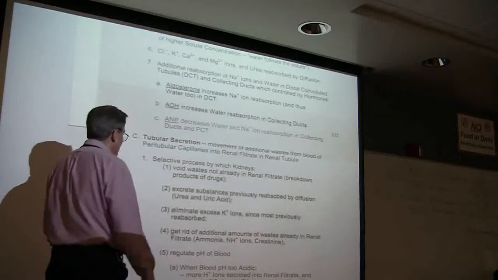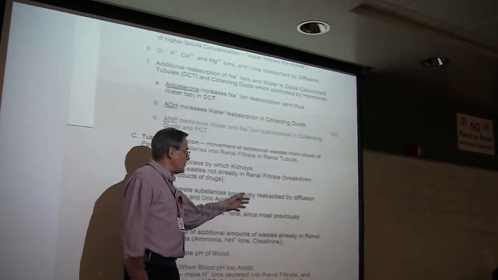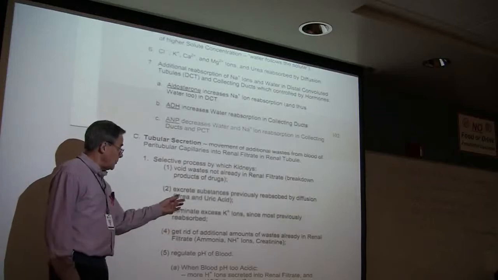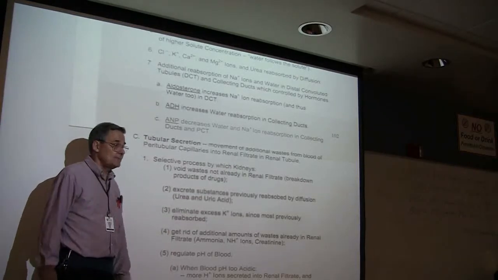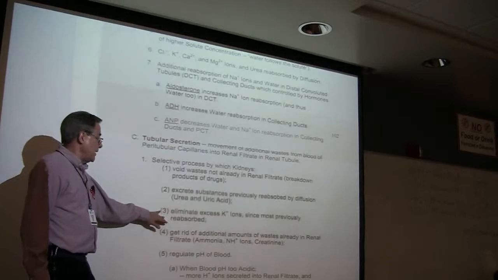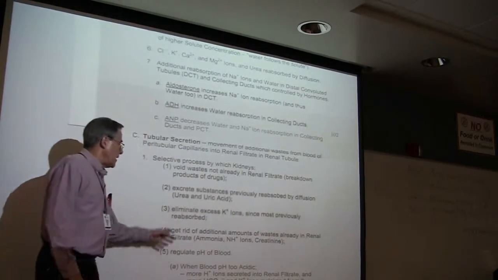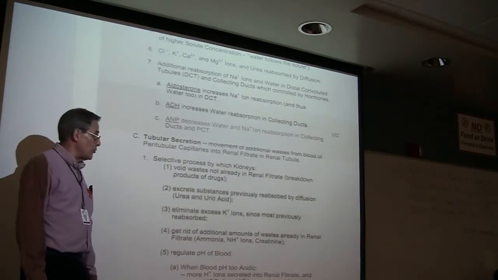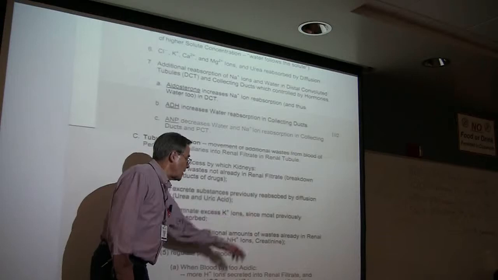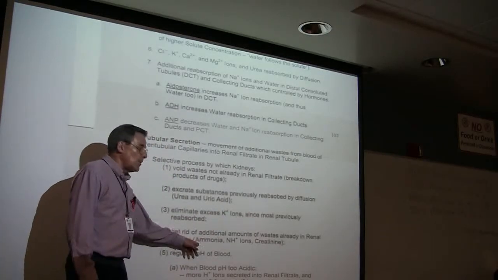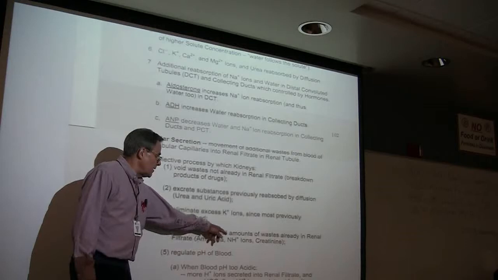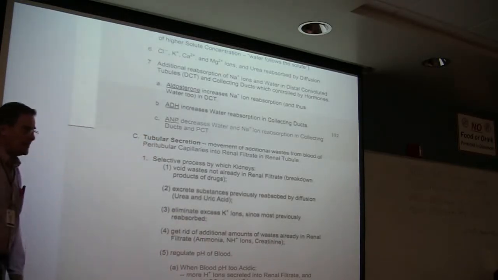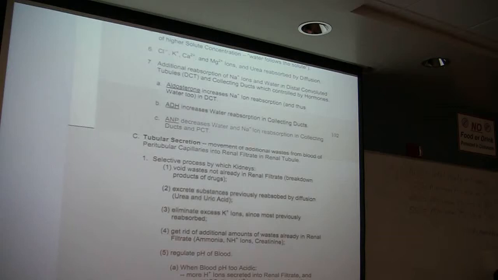You're also going to excrete substances that were previously reabsorbed by diffusion, waste products like urea and uric acid. Also, you're going to eliminate excess ions like potassium ions that were mostly previously reabsorbed. You're also going to get rid of additional amounts of waste products already in the renal filtrate, like ammonia, ammonium ions, and creatinine. So basically it's getting rid of more waste products, some that may have been reabsorbed or some that didn't get put into the renal filtrate in the first place.